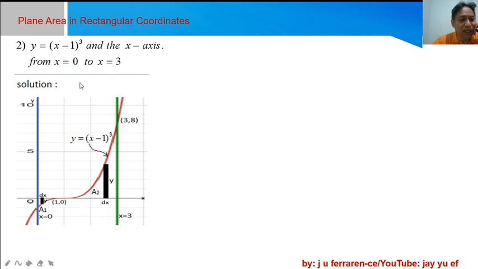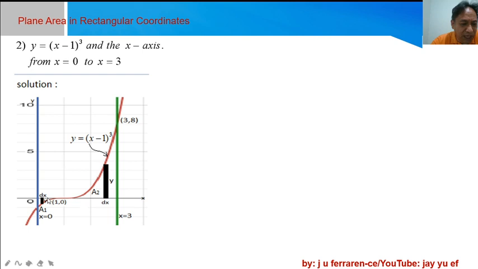Now, you cannot immediately take the value of the area by using 0 and 3 as the limits of integration, which is now a different case from the previous one. Because your curve, if you notice, has an x-intercept. There is a region below the x-axis and there's also a region above the x-axis. So, you have to subdivide this into two parts.